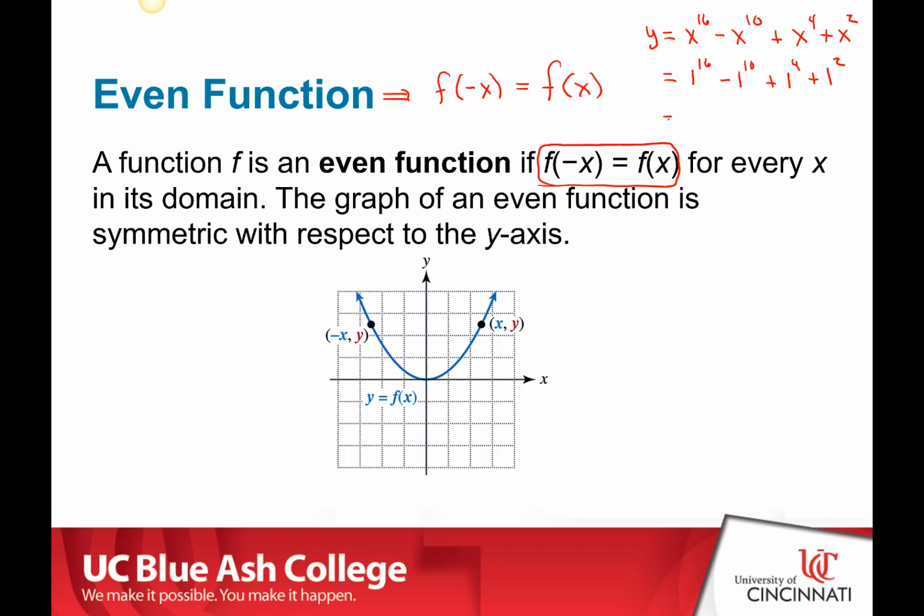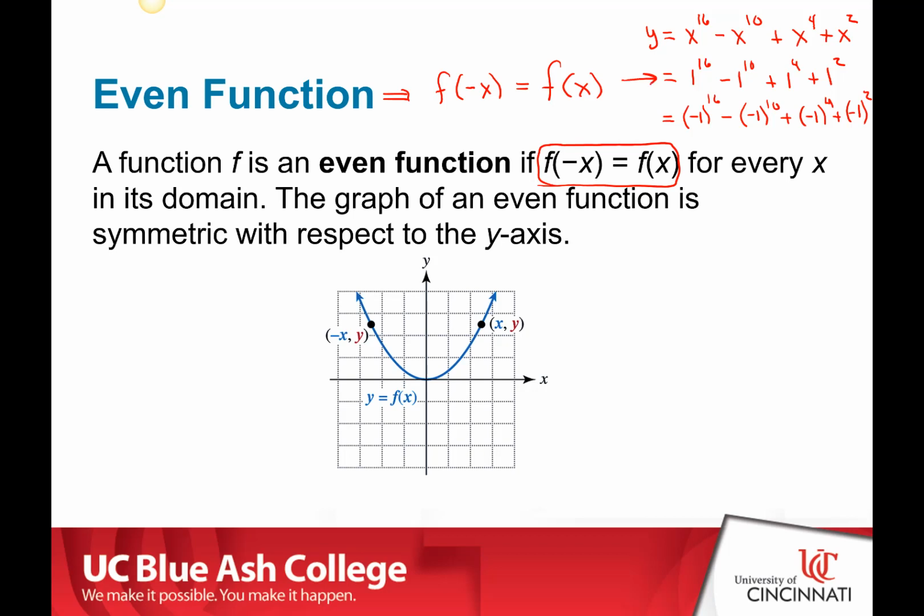That's going to give me the exact same result as if I took negative 1 minus negative 1 to the 10th plus negative 1 to the 4th plus negative 1 squared. Because if you raise negative 1 to even powers, it's always going to come out positive, isn't it? Which will be the same result as if you had plugged in positive numbers to begin with.